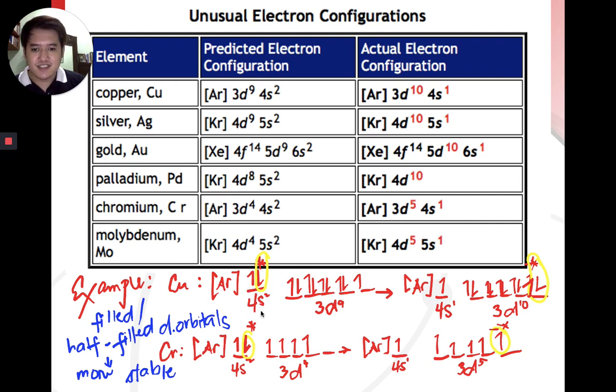That's why we started with S here. Okay, but this is also correct. So the same thing happens with the rest of the elements. Or look at even palladium. It's actually the two 5s electrons of palladium which transfer to the 4d, just to complete the d orbital.